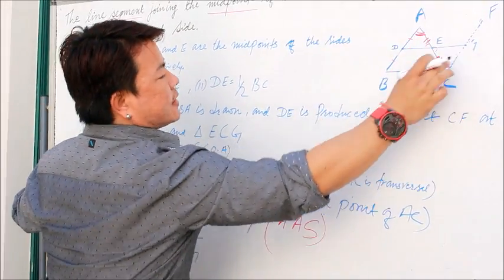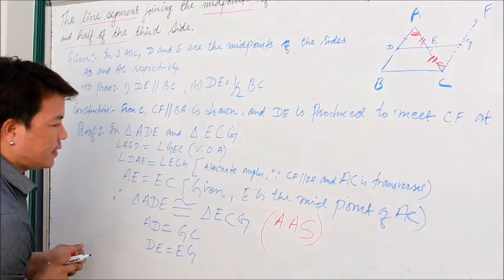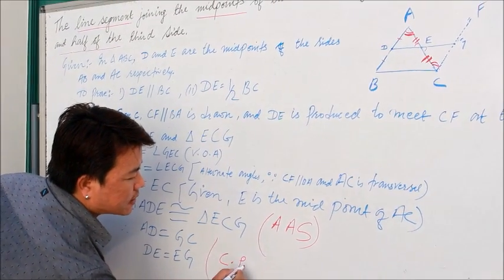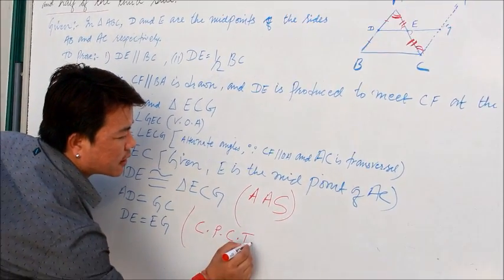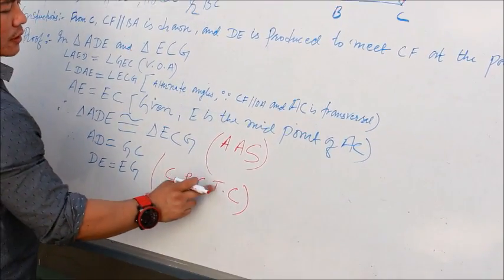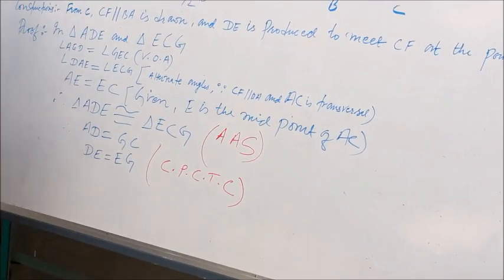Now AD is equal to GC. Okay, now what is the reason for this? The reason is corresponding parts of congruent triangles are congruent. CPCTC, corresponding parts of congruent triangles are congruent.